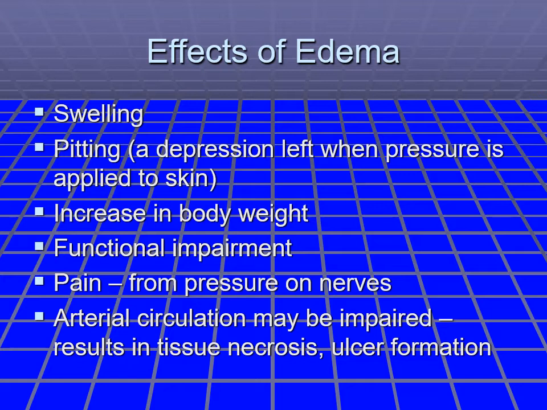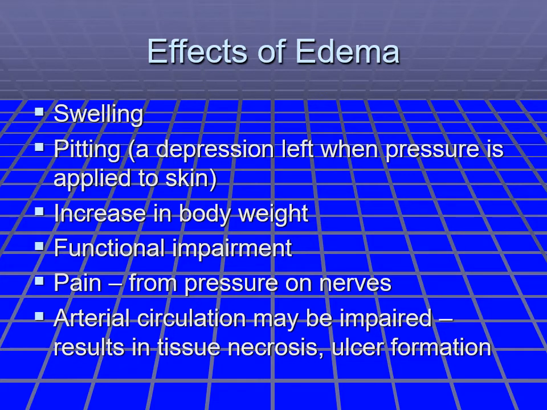Increase in body weight, functional impairment, pain from pressure on surrounding nerve endings. Arterial circulation may be impaired, and if it is, that could result in those tissues downstream from those arteries dying and undergoing necrosis, and eventually over time ulcer formation.